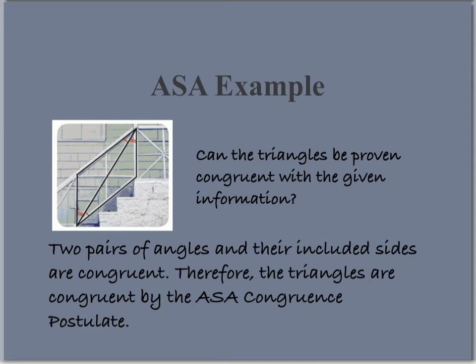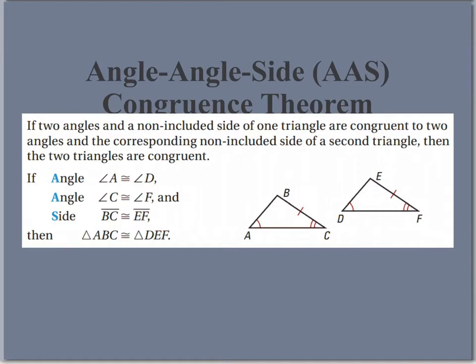Let's move on to the next theorem. This theorem is the angle-angle-side theorem. It's going to sound just like the angle-side-angle theorem, but the difference again is that this is a non-included side. So now we've got two angles and a side that is not included, in other words, not the side in between. On the angle-side-angle, it was AC and DF, the side in between. But now we've got BC and EF. So those are the sides that are not included.